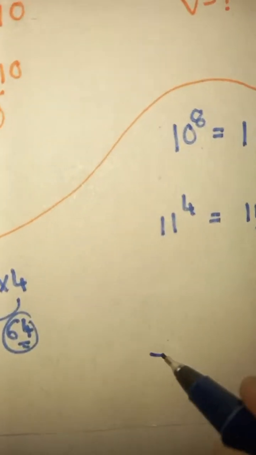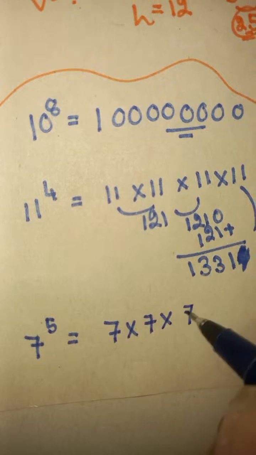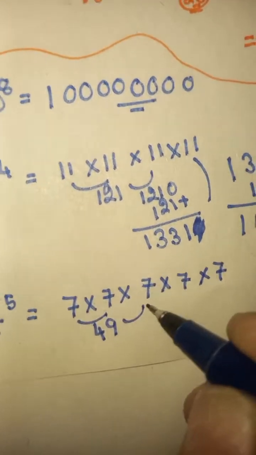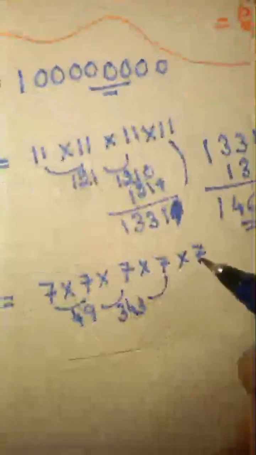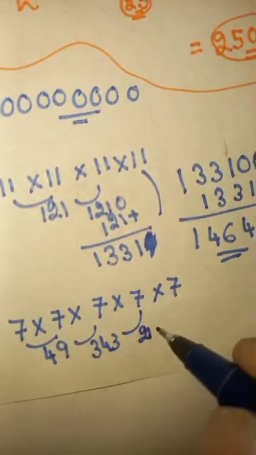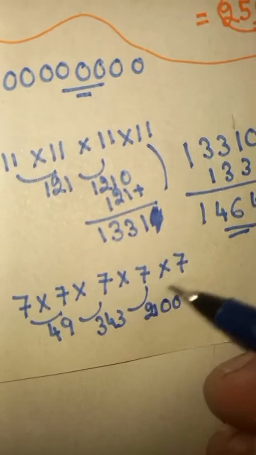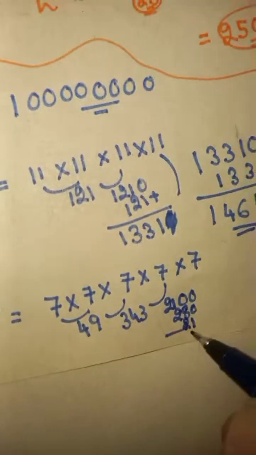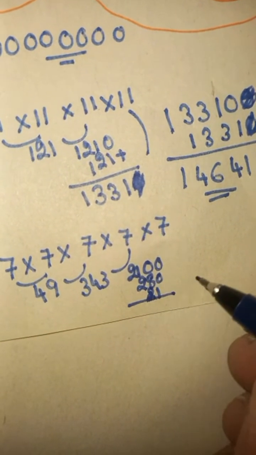Then they give, what is the value of 7 power of 5. Here also, 7 times 7 times 7 times 7 times 7. 7 times 7 is 49. 49 times 7 means 50 times 7 is 350, minus 7, 343. 343 times 7 means 300 times 7, which is 2100, plus 40 times 7, which is 280, plus 3 times 7 is 21. When you add all of them, you get 2401.